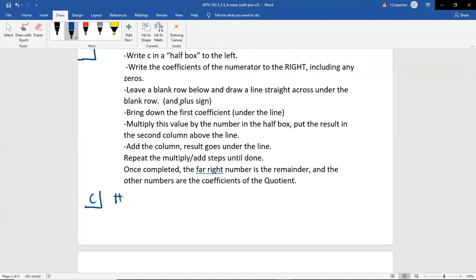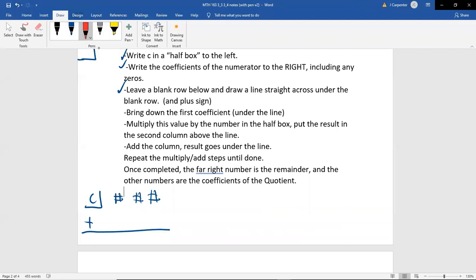So you'll have a number here, a number here, a number here, and it could be 3 or 4 or 5 or 10 of these numbers. You leave some blank space here, and then you just draw a line below it. Some people like to put a plus sign there. You don't have to, but it will be implied otherwise. So write the C in the half box. Check. Write the coefficients to the right of it. Check. Leave a blank row, draw a straight line under it, and a plus sign. Check. So that's what we've done so far.